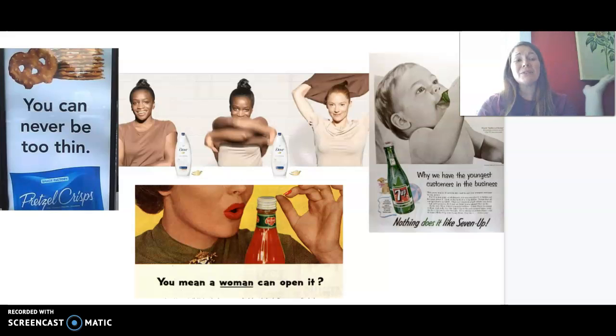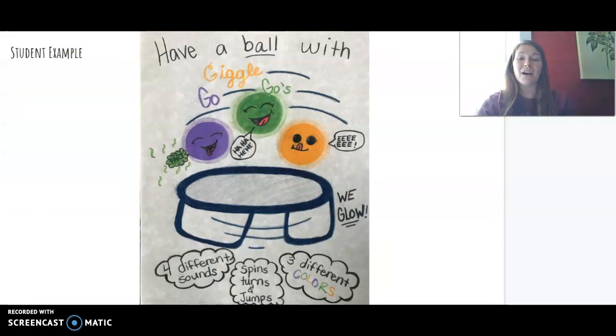So these are all examples of what not to do. Don't do that. Make sure you're aware of what you're saying in your advertisement. It matters.